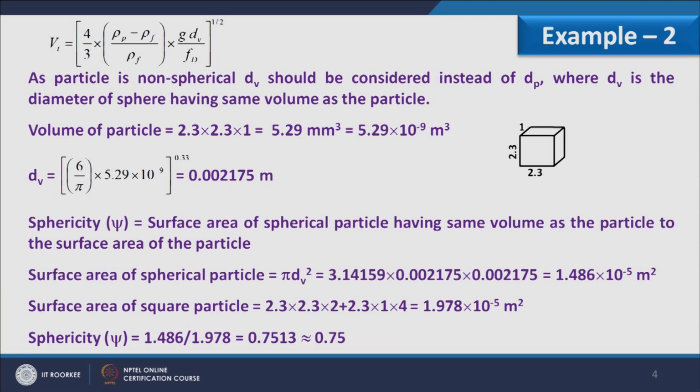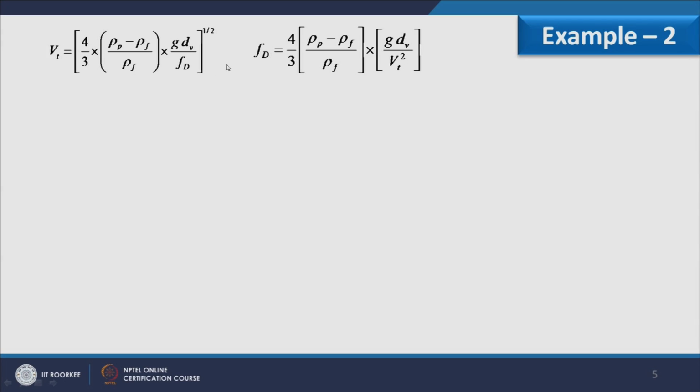Therefore, we can calculate sphericity as the surface area of the spherical particle divided by the surface area of the square particle. It comes out as 0.75. Basically, it is coming as 0.7513, and we have approximated it to 0.75. Now we know the volumetric diameter of the particle as well as the sphericity, and this is the expression of terminal settling velocity as a function of Fd. Further, we have rearranged the expression and written the whole equation of Fd as a function of Vt.